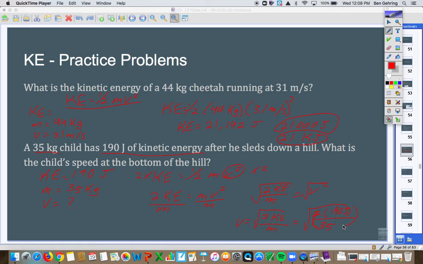And then if you square root that answer, you get a final velocity of 3.295. And because I need 2 significant figures, I'm going to do 3.3 meters per second. And because it just asks for speed, I don't need a direction here. So 3.3 meters per second is my answer there.